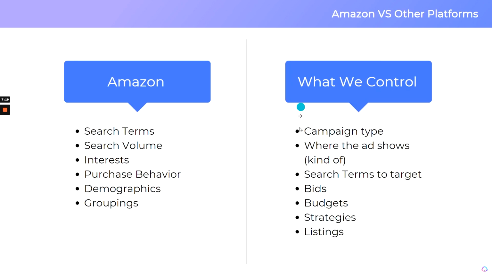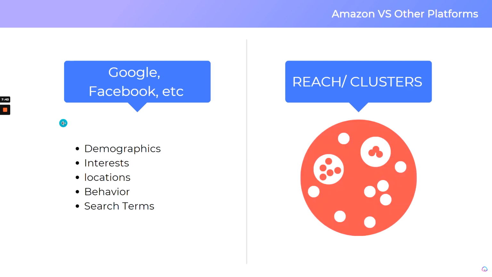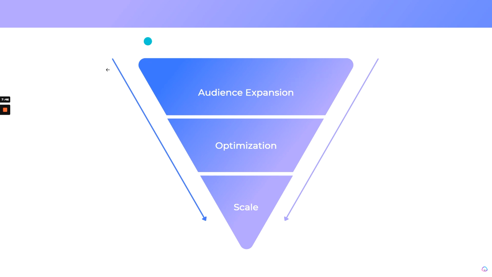So it comes back to what we can control. Amazon has the search terms, the search volume. They have customers with interest, purchase behavior, demographics, and groupings. They have all that information. What we can actually only control is the campaign types, where the ad shows, kind of search terms to target, bids, budget strategies, listings, SEO, those types of things, right? And so it's important that we utilize those as best as we possibly can, which brings us back to this.